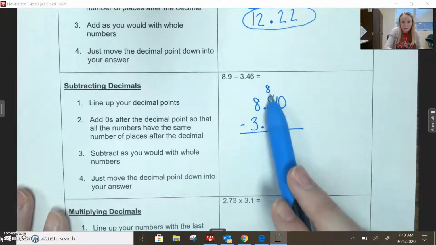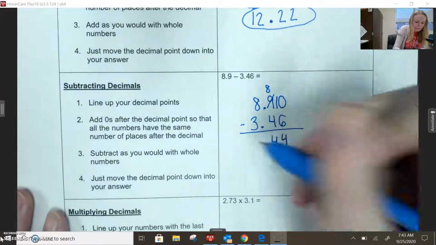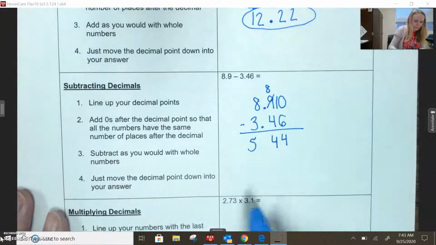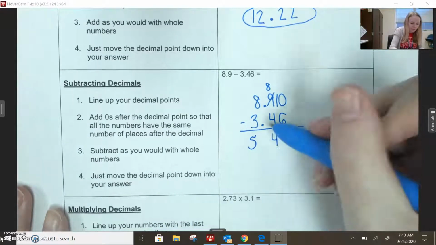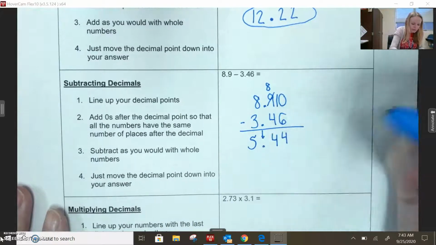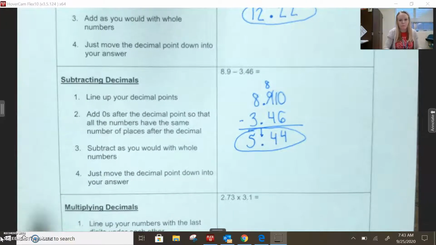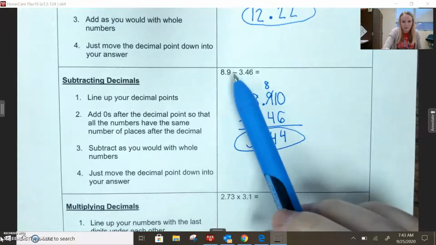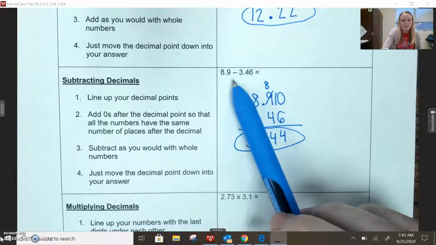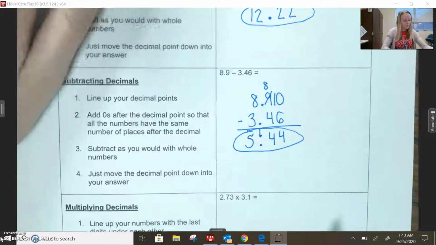Now the next one, we have 8 minus 4, which is 4, and then 8 minus 3, which is 5. Same thing as adding, you just move the decimal point down into your answer. It just goes straight down in here, and our final answer is 5.44. Using estimation, this is about 8, and then about 3. So 8 minus 3 should be somewhere around 5, and that's what our answer was.